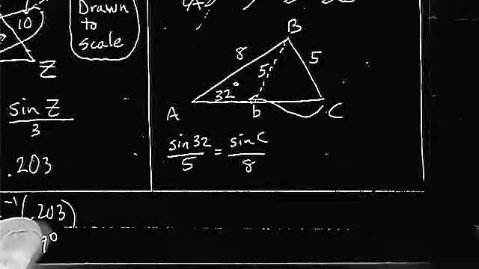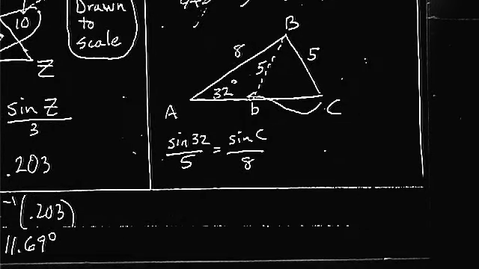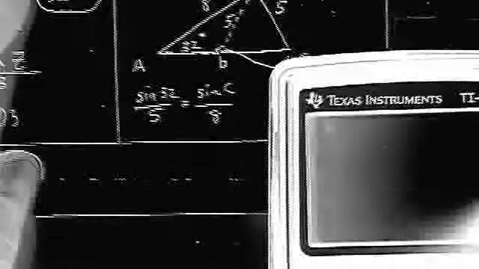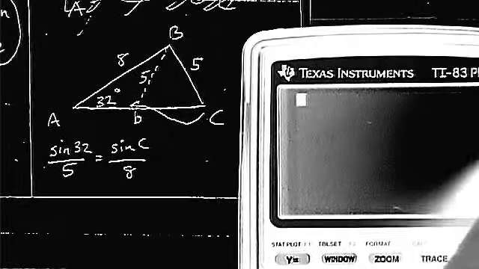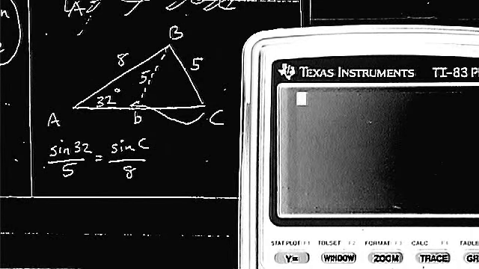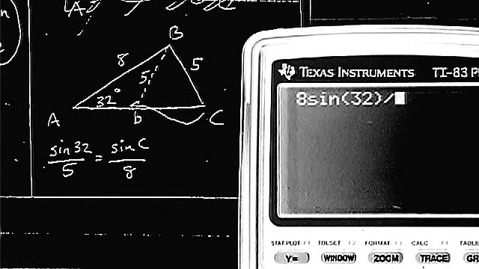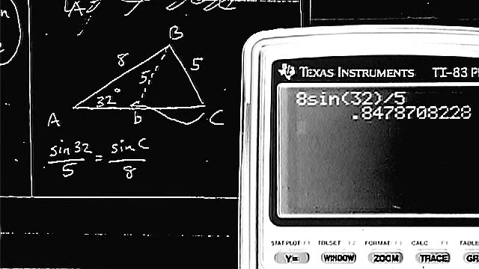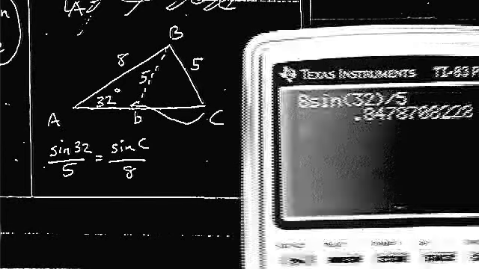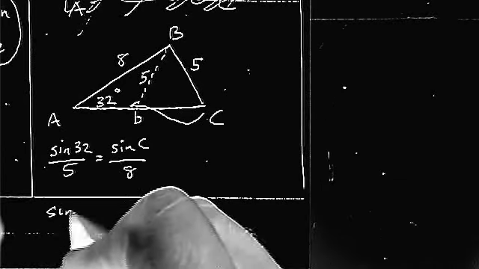So, if I use my calculator, making sure I'm in degree mode, and go through my law of sines here. So we have 8 sine 32 divided by 5. I get 0.848 for sine C. It is approximately 0.848.